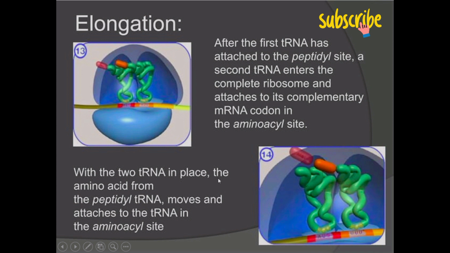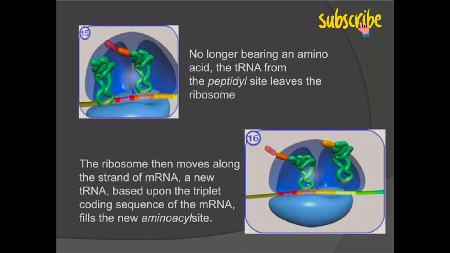When the two transfer RNAs are in place, the amino acid from the peptidyl transfer RNA moves and attaches to the transfer RNA on the aminoacyl site. You can see this clearly in the diagram. No longer bearing an amino acid, the transfer RNA moves from the peptidyl site and leaves the ribosome. The ribosome then moves along the strand of messenger RNA. A new transfer RNA, based upon the triplet coding sequence of the messenger RNA, fills the new aminoacyl site.